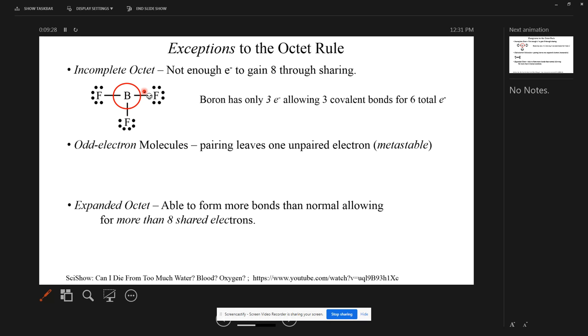Next, we have the odd electron. So everything always ends up pairing up, unless you count up the valence electrons on the atoms and you get an odd number. There's no way you can take a nitrogen and oxygen and make everything pair up, since nitrogen has 5, oxygen has 6, it adds up to 11. So these are metastable, meaning they don't last very long.